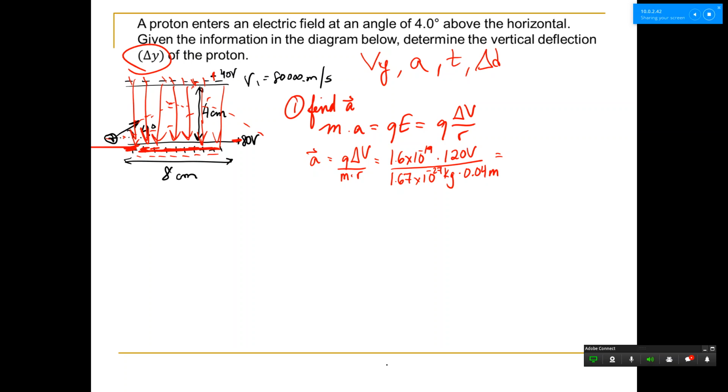Can someone come up with an answer for me? Yeah, you have one? 2.87 times 10 to the 11? What are the units? Yeah, perfect. Is that an okay answer? I don't have a calculator, so I can't confirm. You guys got that? Okay, good. All right, step one, check. We got our acceleration.